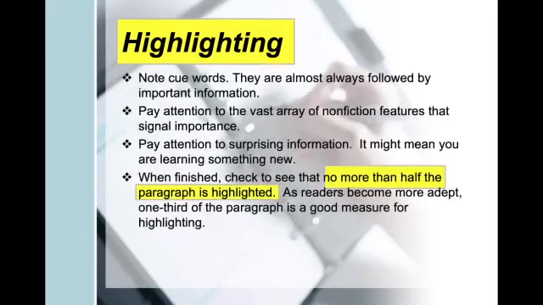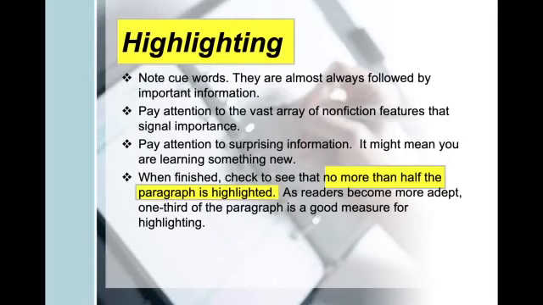What you're looking for in particular for highlighting is cue words. They're almost always followed by important information. Certain transitions are going to start giving you topics. Pay attention to the vast array of nonfiction features that signal this importance. Again, you're looking for subheadings and headings, maybe captions underneath pictures. A lot of nonfiction features that don't particularly go in with fiction are a lot of times going to signal the importance of highlighting areas.